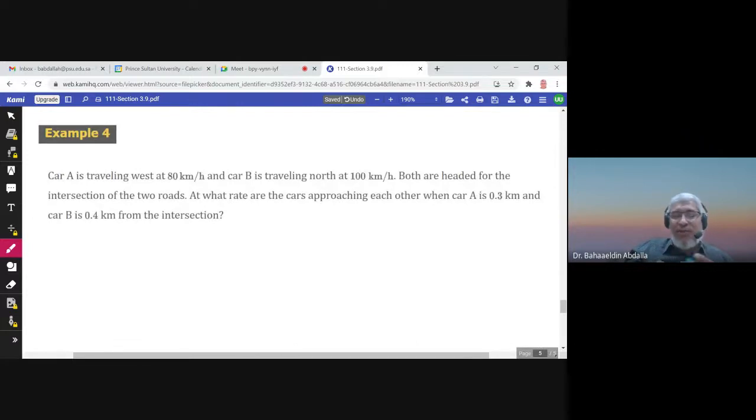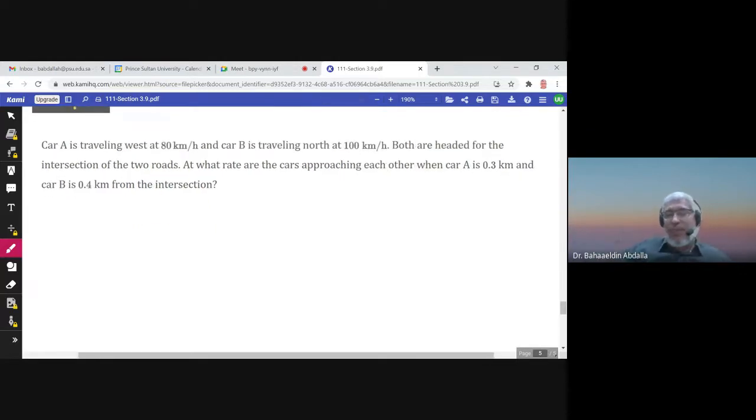The last example would be: car A is traveling west. So there is a car here and it's traveling west in this direction at 80 kilometers per hour. If we call this distance x, the distance that car A is traveling, then this x is changing with respect to time. Each hour it increases by 80 kilometers. So what do we have in the question? We have dx by dt. This is given.